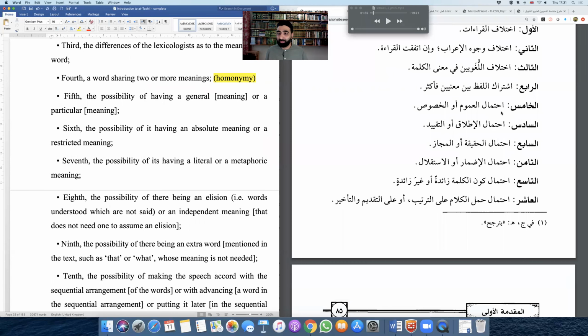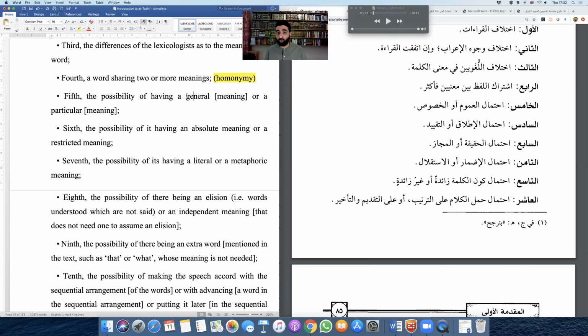Okay, number 5. احتمال العموم أو الخصوص. So here, in any term that's being used, any expression that's being used, is this intended as all-encompassing, as universal, or is it referring to a smaller set? Okay, so some will take it this way, some will take it that way. They will base that on certain pieces of evidence, circumstantial evidence, contextual understanding, right? So general or particular.